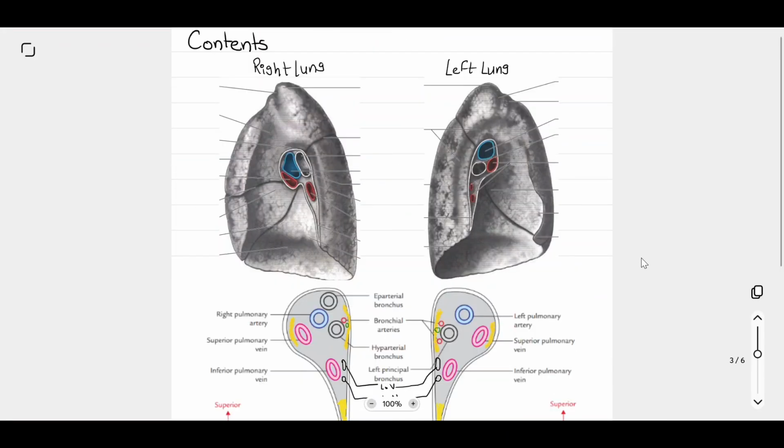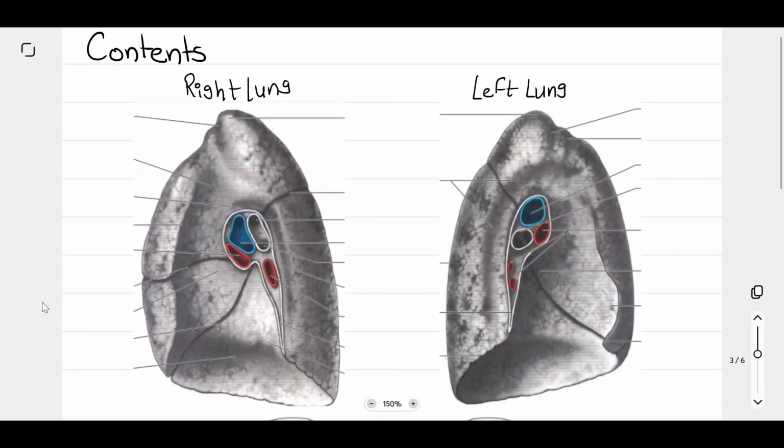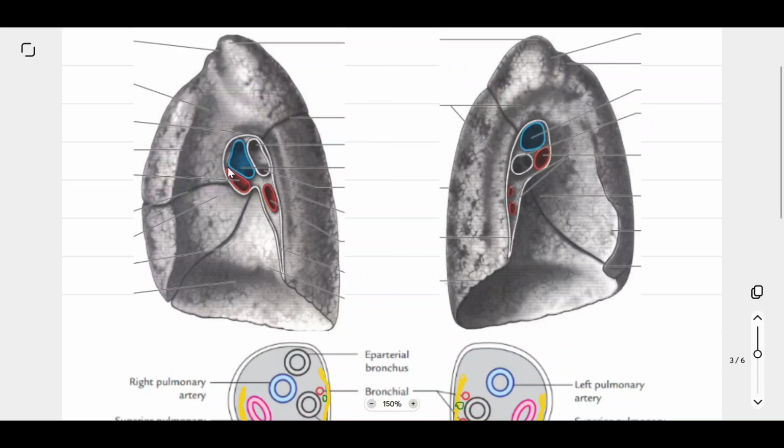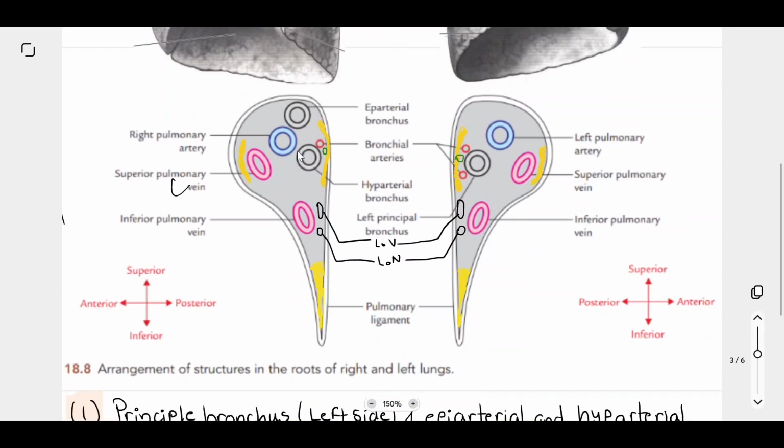Done with the introduction, let's move ahead to the contents of the root of lung. So here I have the right lung and left lung. As you can appreciate, this is a bit triangular depression, which is the hilum. This is for the right lung and this is for the left lung. This picture is taken from Vishram Singh, as this diagram depicts all the contents in the root of lung, or we can say hilum.